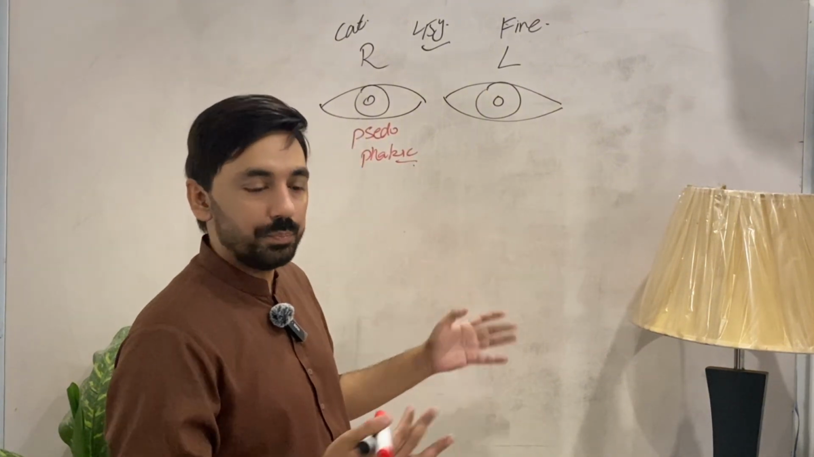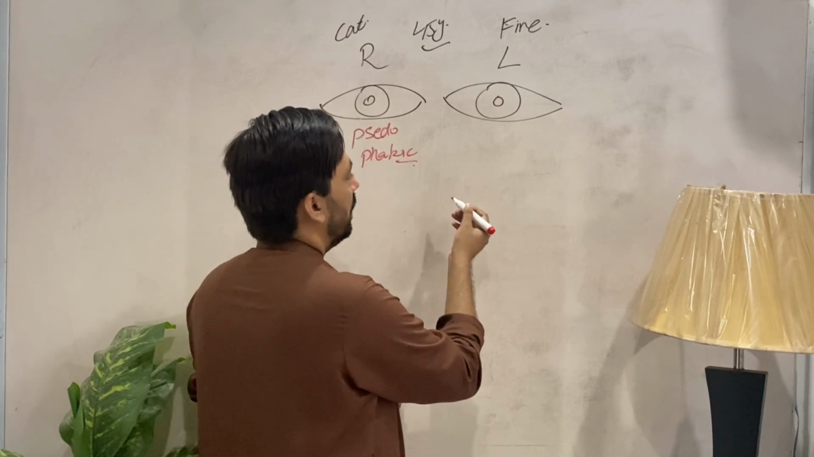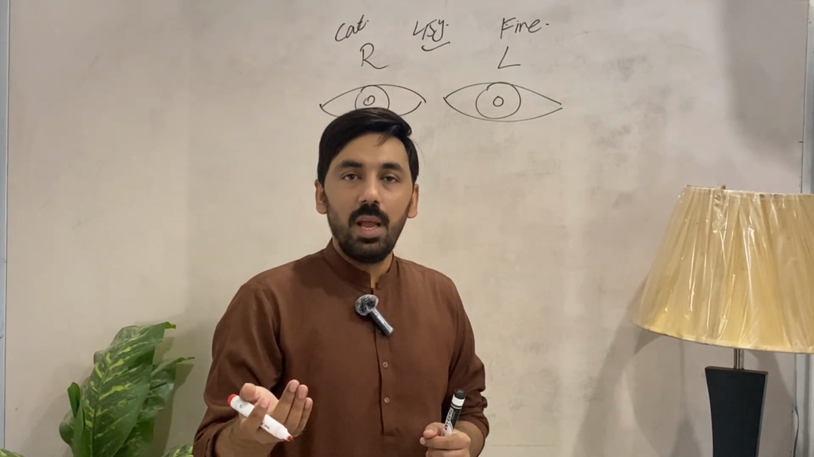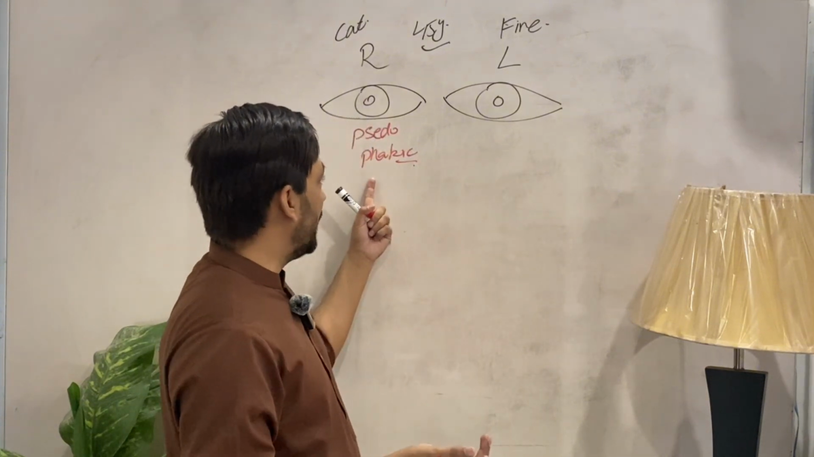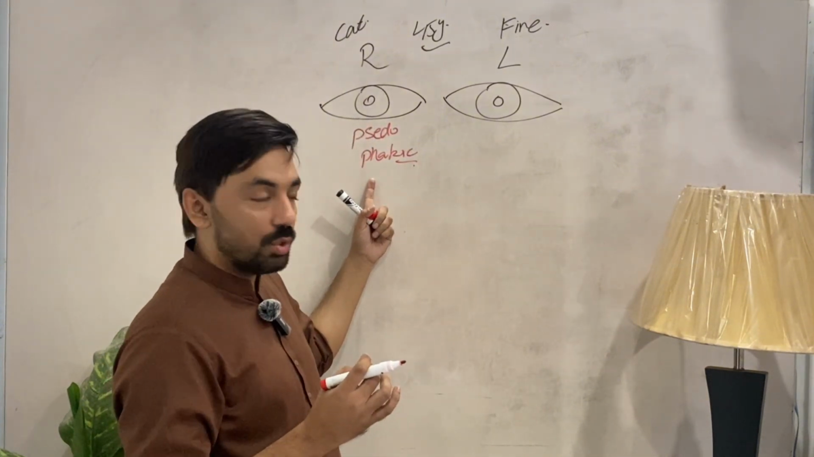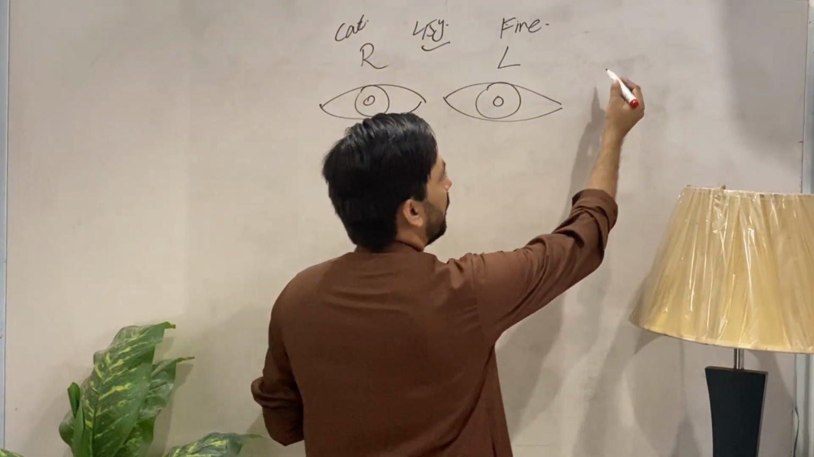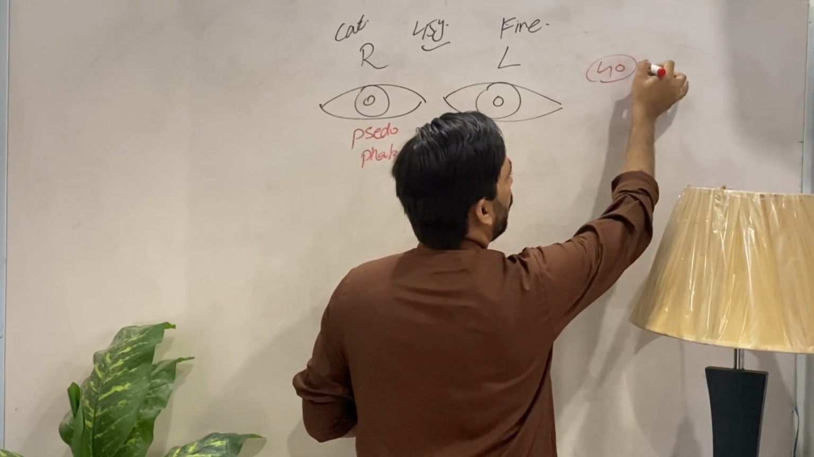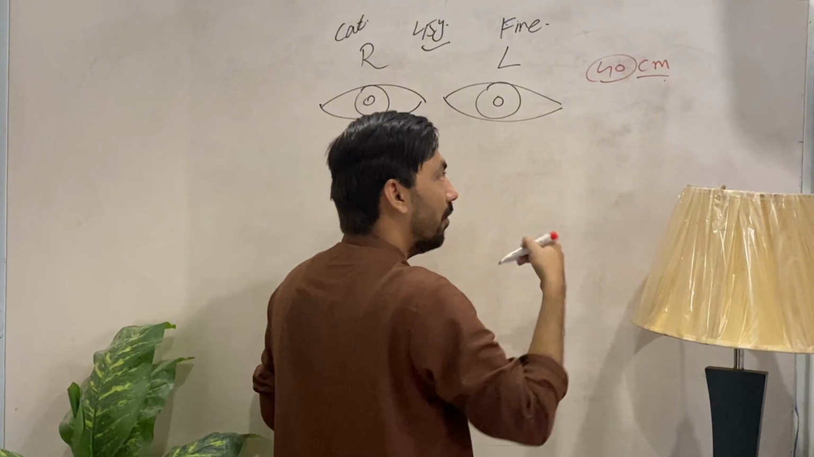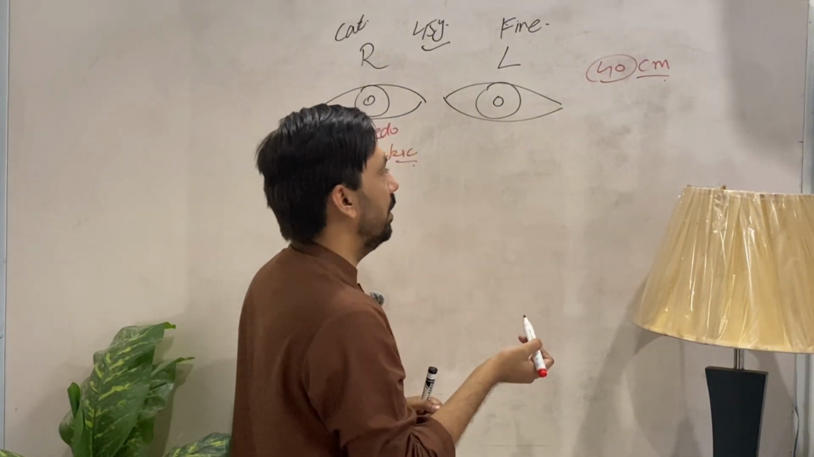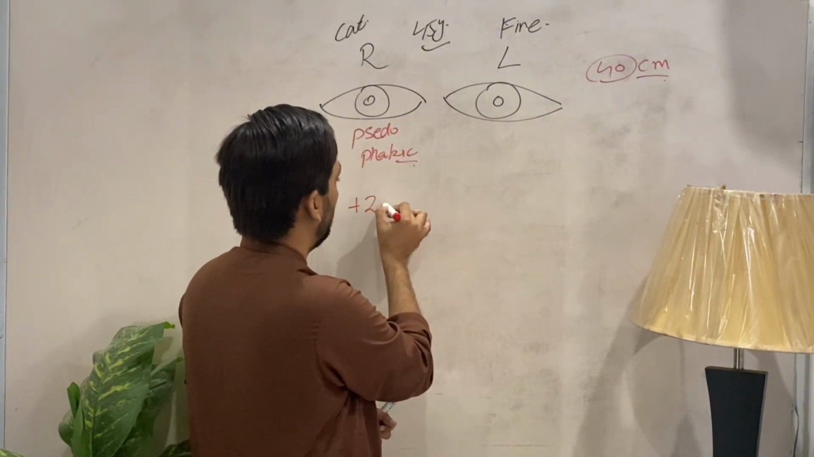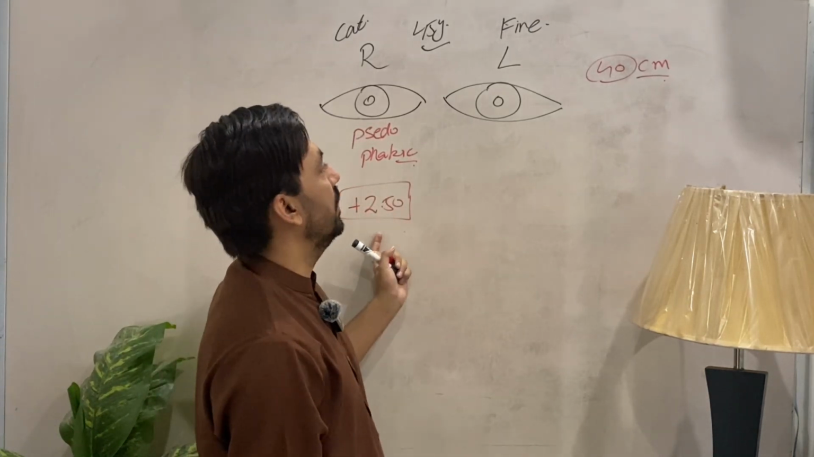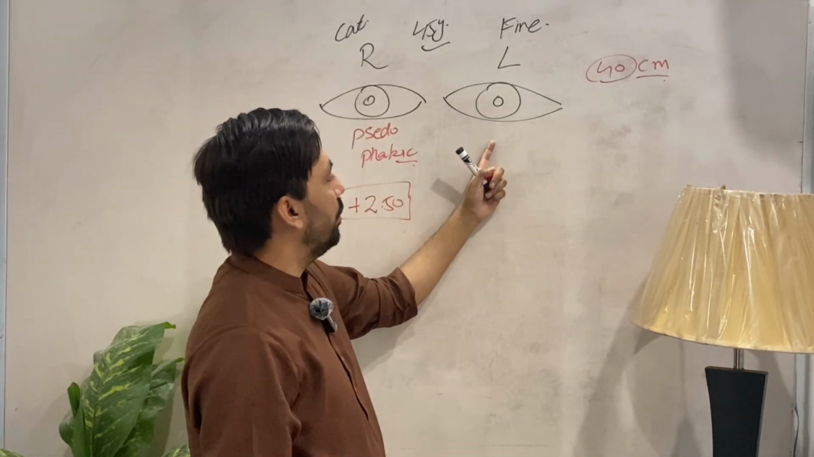The thing is the same. We will prescribe according to the working distance. So for example, if the working distance is 40 centimeter, we will prescribe, right? But I'm talking about this right eye, in a pseudophakic eye. In a pseudophakic eye, the working distance is, for example, 40 centimeter. And in 40 centimeter, we have already calculated that the near addition will be +2.5 in a pseudophakic eye.